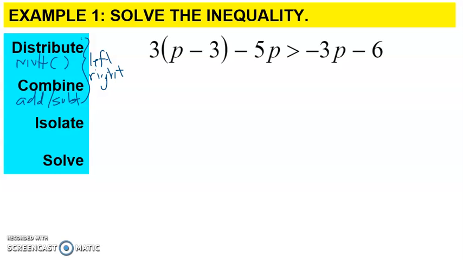Then we get to this isolation. This is where we do zero pairs. This is moving across the equal sign. Okay, before now, you can't move across. Distribute and combine, left side, then right side. Once you get to isolation, that's where you're moving across. You want the constants on one side and you want the variables on the other side. You have to use zero pairs to make that happen. And then when we solve, this is dividing by the coefficient.